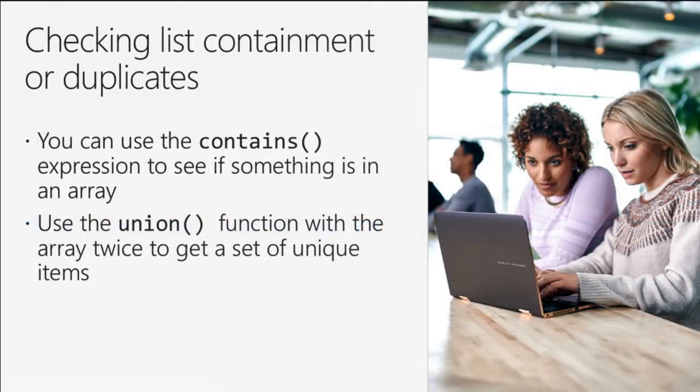So once you have an array, you may want to do some other operations on it. Arrays support things like union or intersect, to be able to do math on an array to see if there are duplicate items. You can do containment on an array, so you can say, hey, does this array contain this object? A bunch of different things you can do with that.